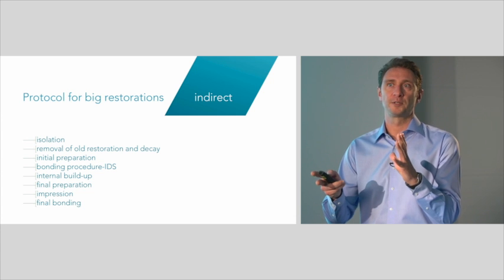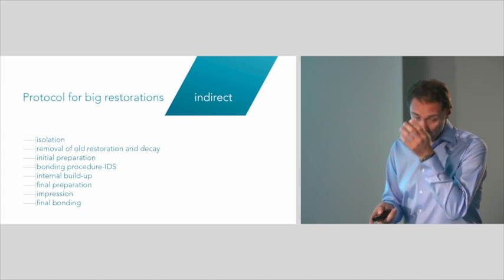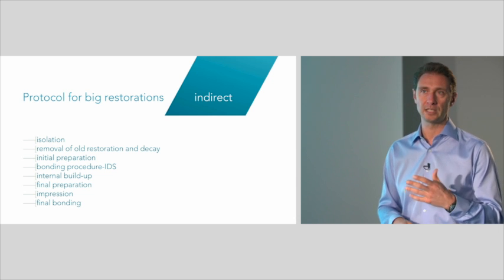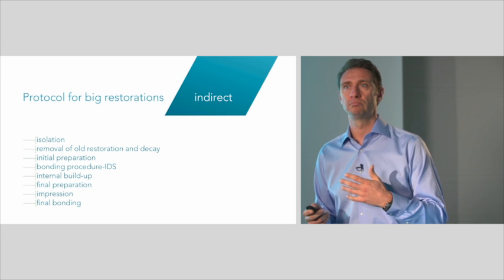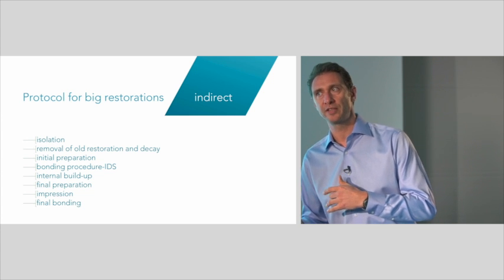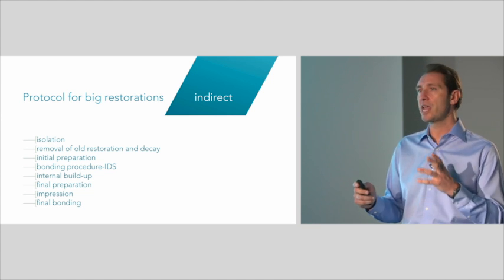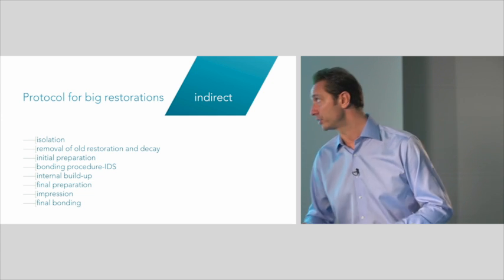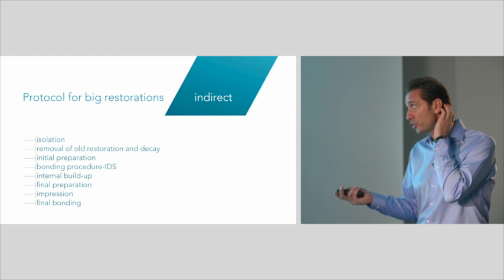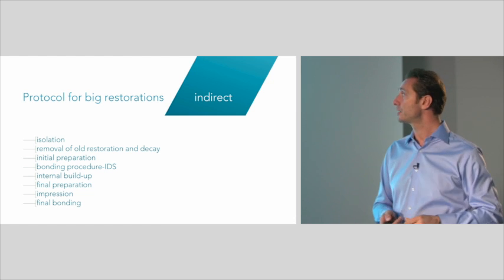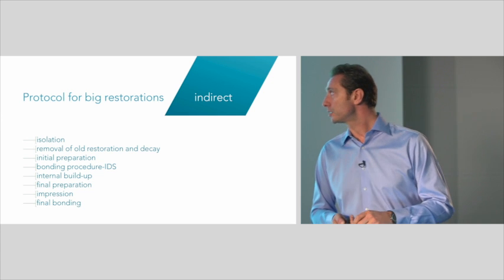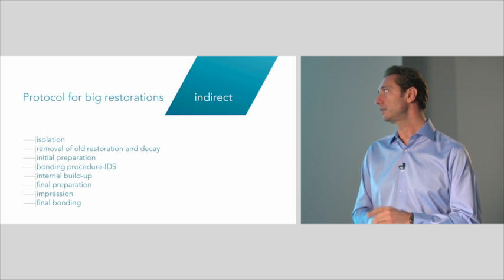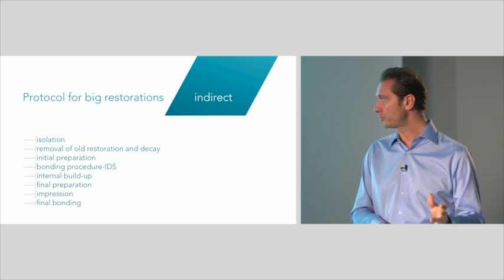First big part was direct restorations. When we go to the indirect part, you will see some similar approach. And it's good because there's not too much difference in handling the material itself as a preparation for the indirect restorations. We will do some isolation, of course, removal of old restorations. There's some initial preparation. We will do bonding procedure with immediate dentin sealing, the build-up, preparation, impression, final bonding.